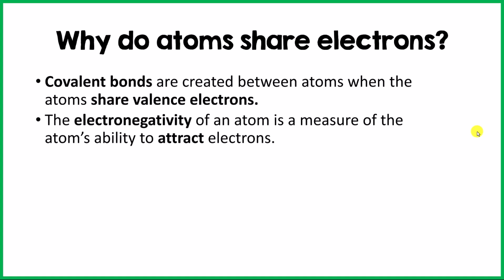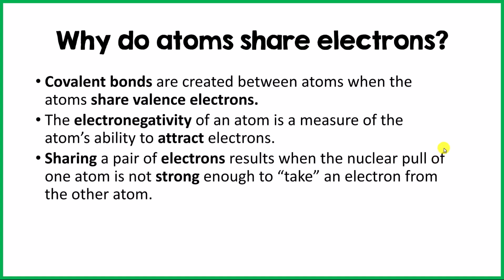So we talked about this with periodic trends, but the electronegativity of any atom is its ability to pull electrons from another atom. And sharing a pair of electrons results when the nuclear pull of one atom is not strong enough to take an electron from the other atom.